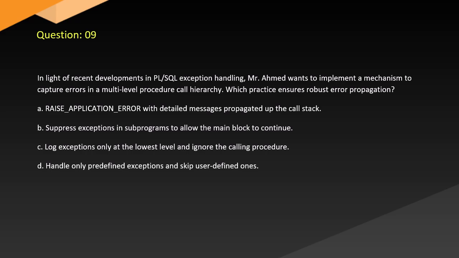Question 9. In light of recent developments in ESQL exception handling, Mr. Ahmed wants to implement a mechanism to capture errors in a multi-level procedure call hierarchy. Which practice ensures robust error propagation? A. Raise application error with detailed messages propagated up the call stack. B. Suppress exceptions in subprograms to allow the main block to continue. C. Log exceptions only at the lowest level and ignore the calling procedure. D. Handle only predefined exceptions and skip user-defined ones.